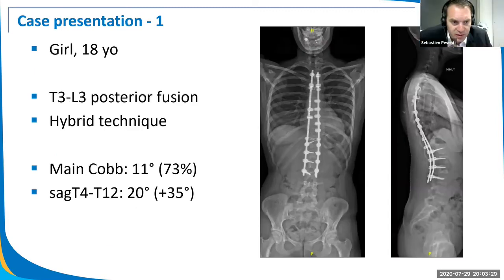So we did a T3L3 posterior fusion with a hybrid technique, and as you can see, the screws aimed to correct the main curve, so the thoracolumbar curve or the upper lumbar curve, and the bends were there to correct a little bit in the coronal plane, but once again, it was not the goal, and the goal was to restore a proper thoracic kyphosis. And as you can see, we had a 35-degree gain of kyphosis in this case because it was quite flexible. But the result is not bad.